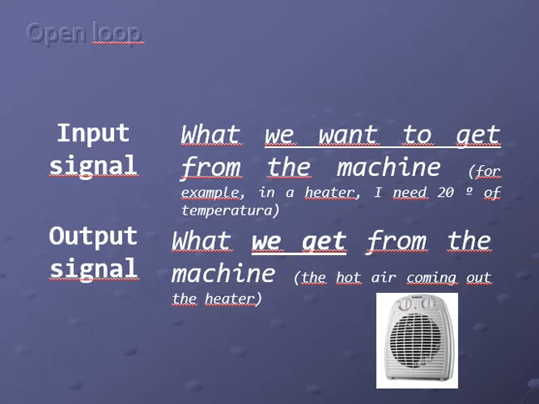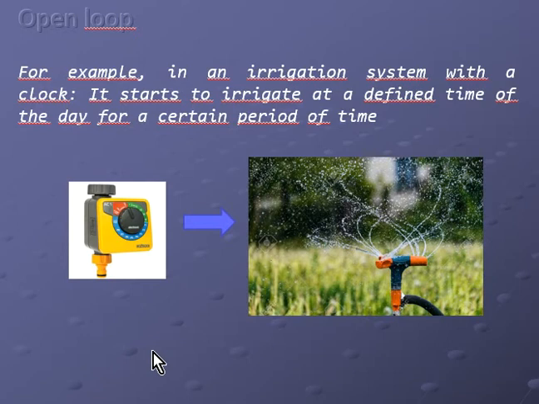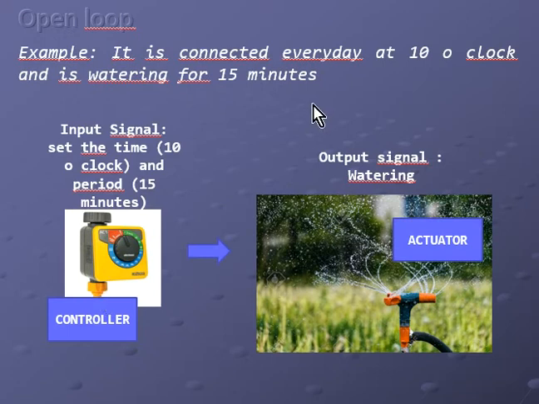Another example is when you have a watering system or irrigation system in your garden. You have a clock, and then you have the water, the sprinklers. You set the input signal, for example, you set the clock for the system to work every day at 10 o'clock in the afternoon, and you want it to work for 15 minutes. This is something you set in the clock. So the sprinklers work for 15 minutes every day. It's a very simple system.